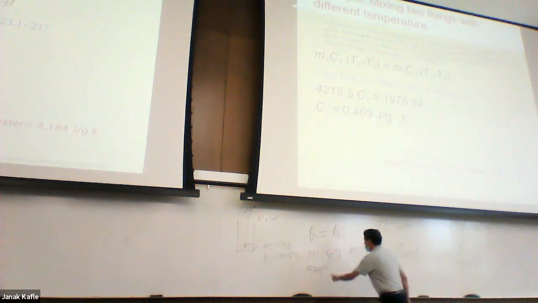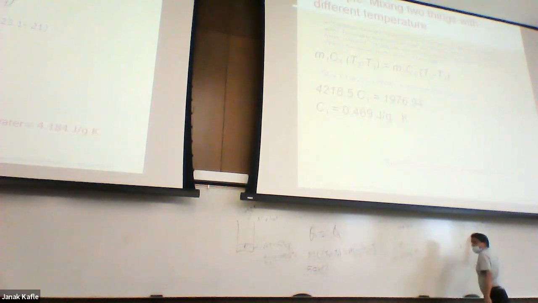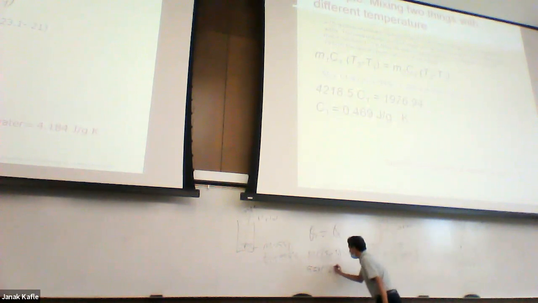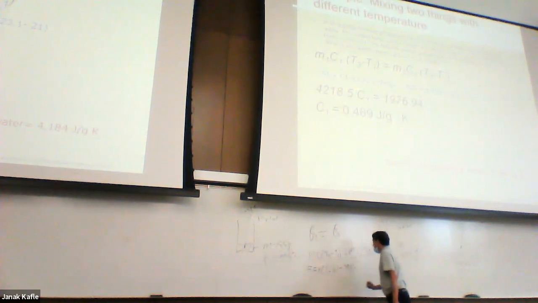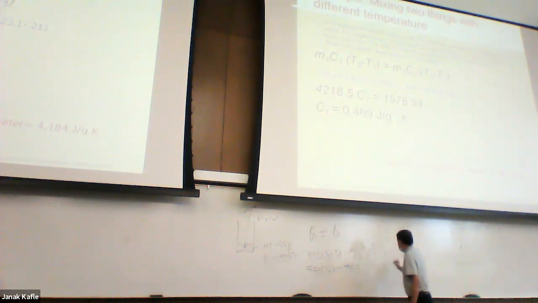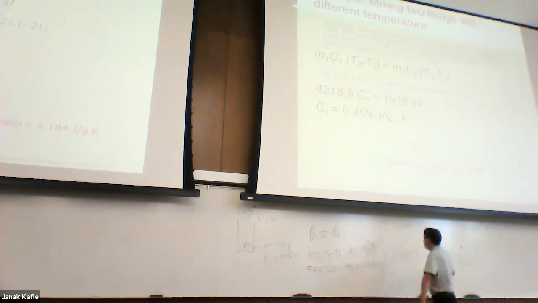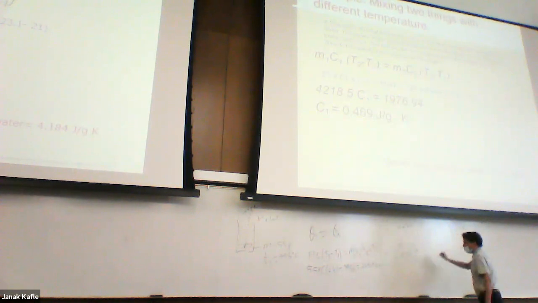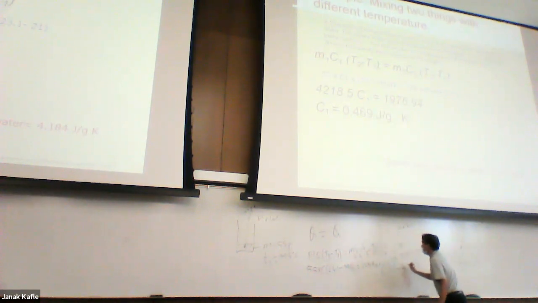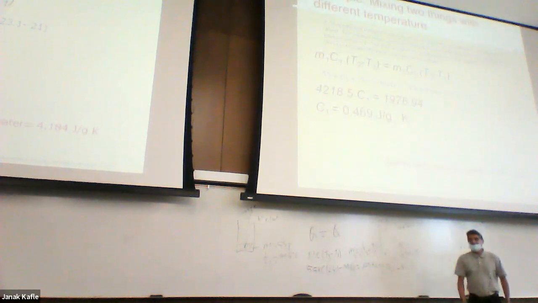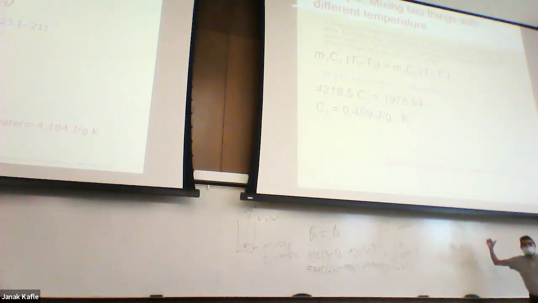So T2 is the temperature of the mixture, 23.1, minus T1, which is 99.8, equals M2. This is the water side. Water has 225, the specific heat capacity of water is 4.1, and T2 minus T1. So this is T1, this is T2: 23.1 minus 21, like this. Everybody got that? T2 is the temperature after mixing the two things. That is the one thing we need to take care of here.